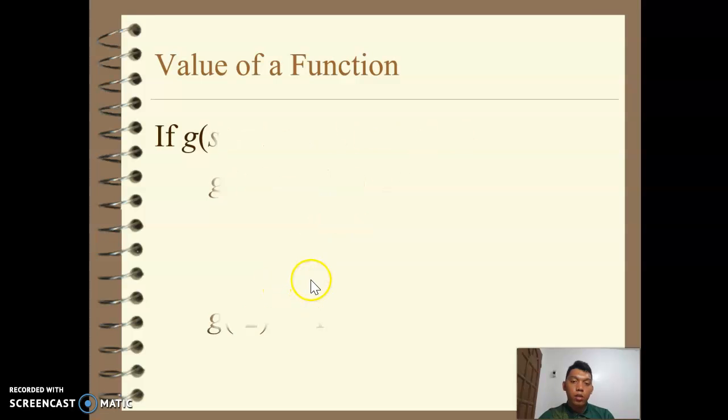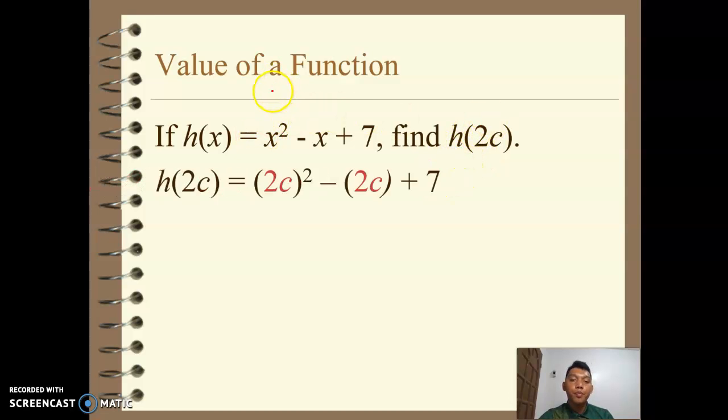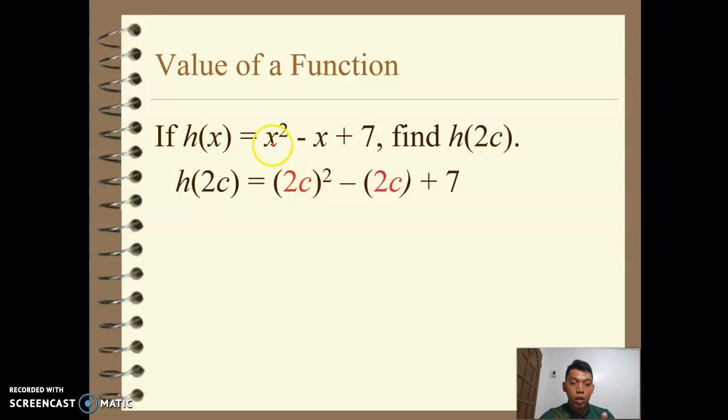Another example, we have h of x equals x squared minus x plus 7. Then find h of 2c. This time, it's not just a number, it includes a variable. So you have to replace all the x variables there. So 2c squared minus 2c plus 7. This becomes 4c squared, because you have to square, and then just copy minus 2c plus 7.